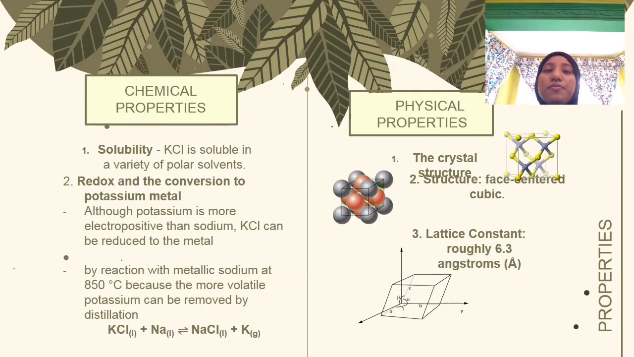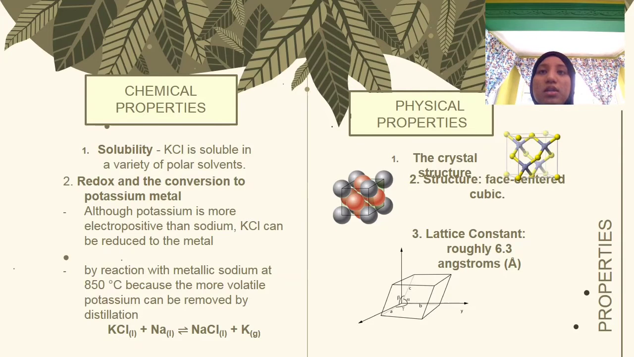Chemical properties. First, solubility. KCl is soluble in a variety of polar solvents. Second, redox and the conversion to potassium metal. Although potassium is more electropositive than sodium, KCl can be reduced to the metal by reaction with metallic sodium at 850 degrees Celsius because the more volatile potassium can be removed by distillation. For example, KCl plus Na will produce NaCl plus K.